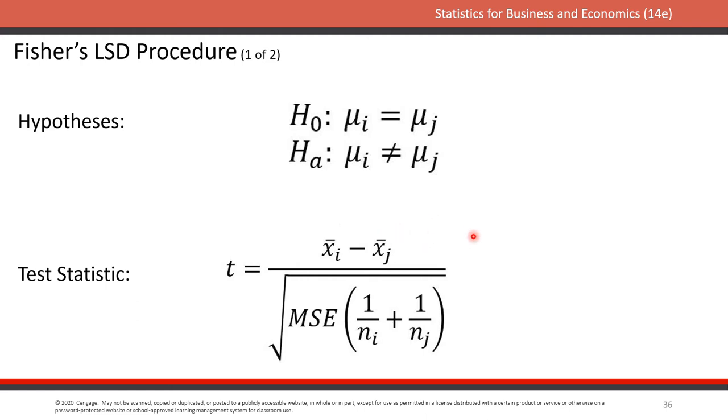And in fact, what Fisher's LSD is running is literally a whole bunch of 2-sample t-tests. So all we're doing in this section is 2-sample t-tests comparing each of the 2 groups, with all of the different pairs that we can make from our k groups in ANOVA. And then our standard error is changing. We're just having this MSE term in our standard error where previously we didn't have that.